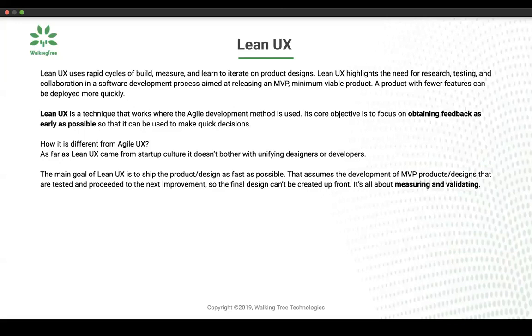That's awesome. Lean UX uses rapid cycles of build, measure, and learn to iterate on product designs. Lean UX highlights the need for research, testing, and collaboration in a software development process aimed at releasing an MVP. A product with fewer features can be deployed more quickly. The Lean UX technique works where the agile development method is already in use. So that's the key. Its core objective is to focus on obtaining feedback as early as possible so that it can be used to make quick decisions.